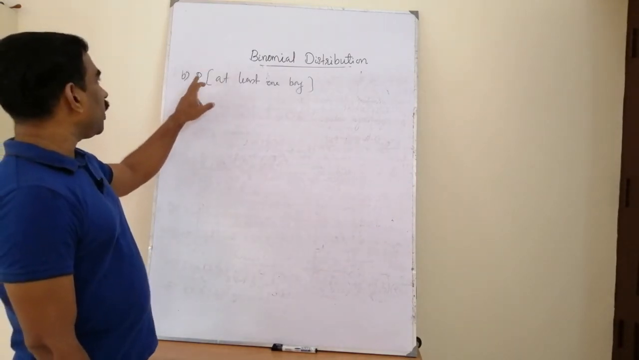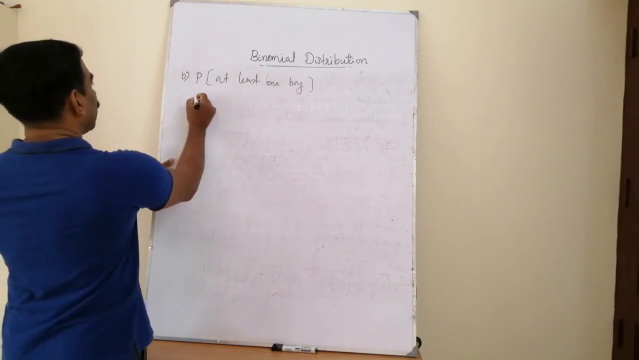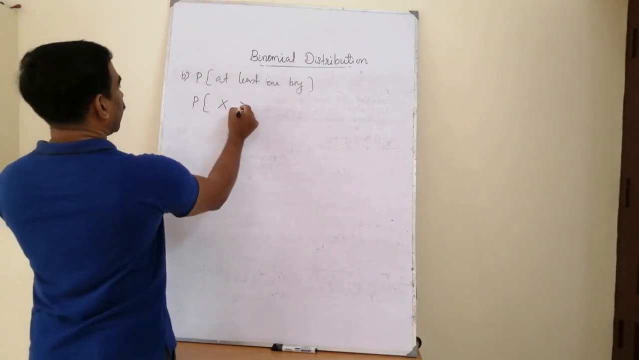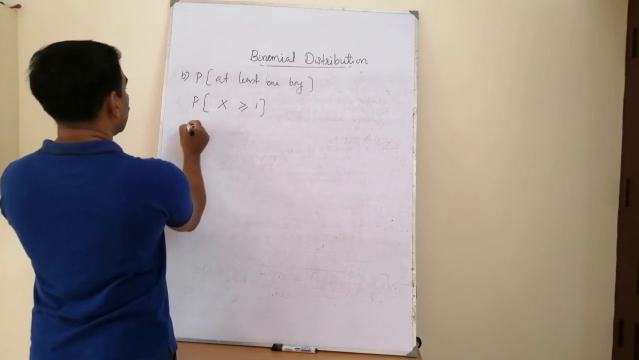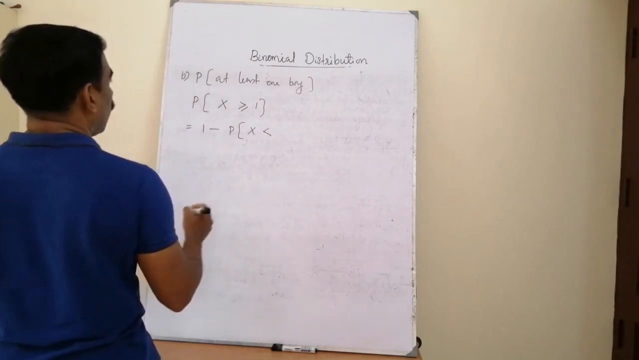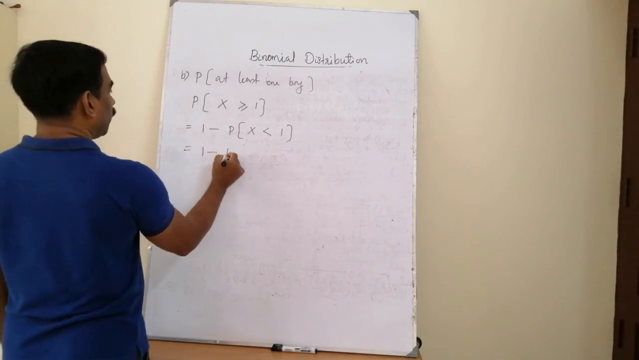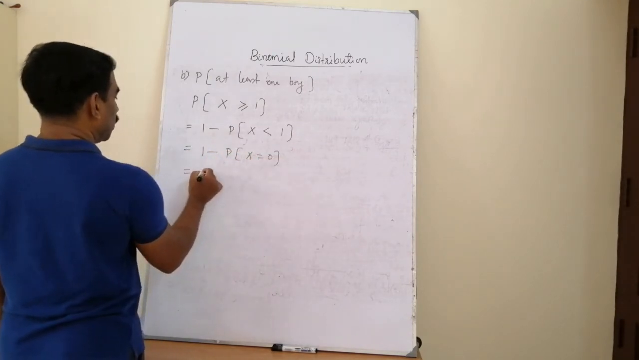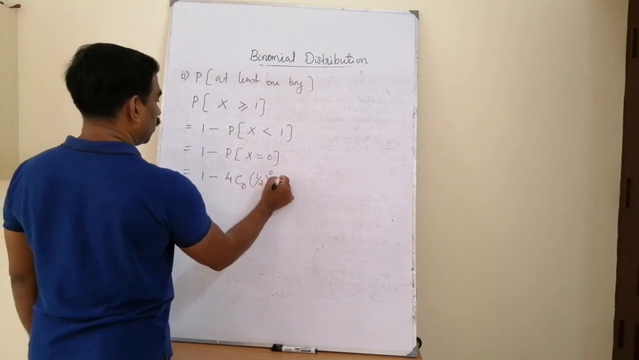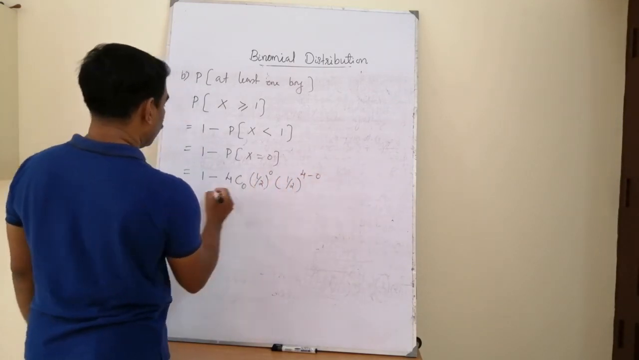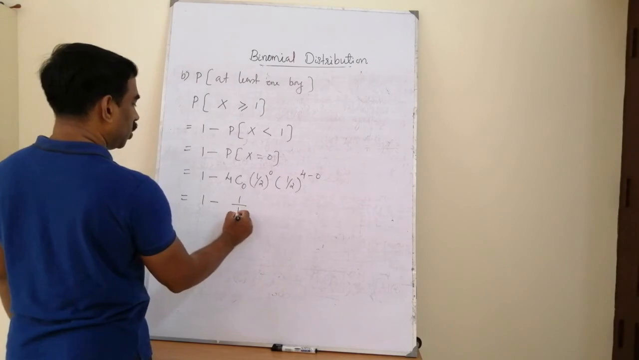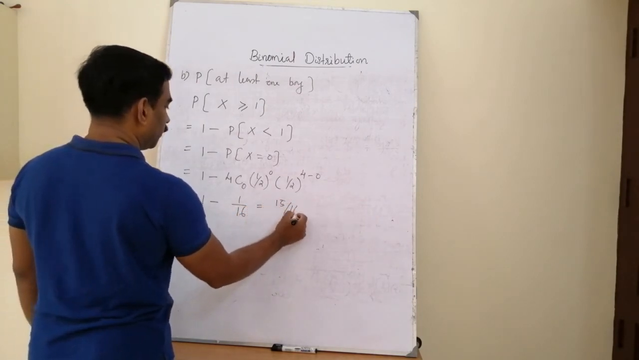The second part of the question: first we are evaluating the probability of at least 1 boy. At least 1 boy in random variable notation, where X is counting the number of boys in a family of 4 children, means X greater than or equal to 1, and X greater than or equal to 1 is equivalent to 1 minus the probability that X is less than 1, that is 1 minus P(X = 0), that is 1 minus 4C0 (1/2)^0 into (1/2)^(4-0). So 4C0 is 1, 1 minus 1 by 16. 1/2 raised to 4 is 1 by 16, that is 15 by 16.